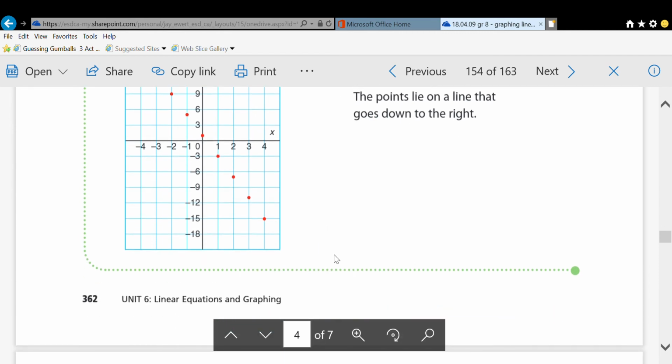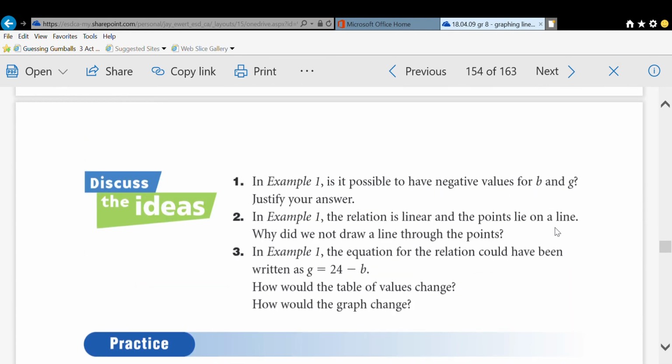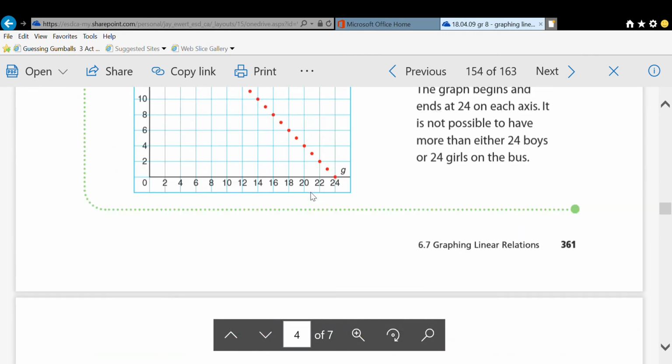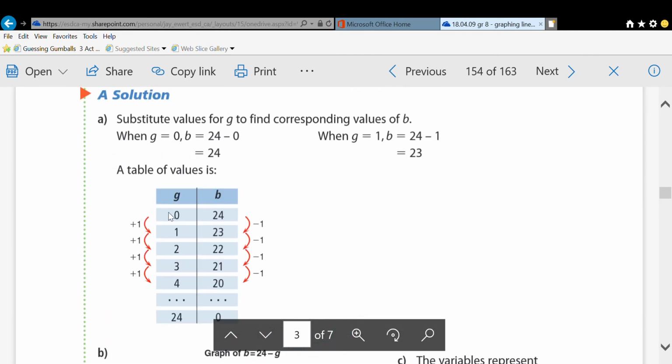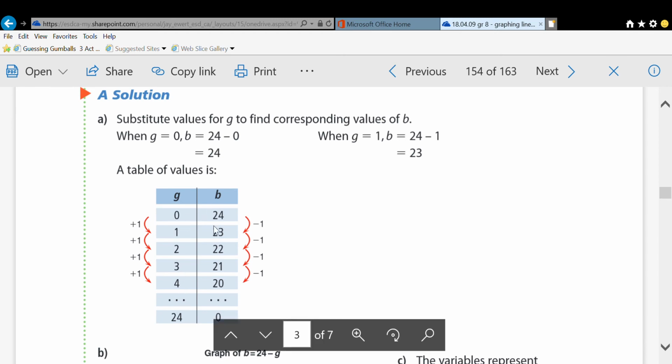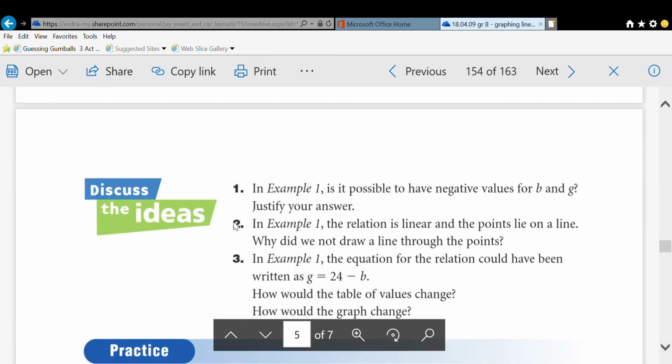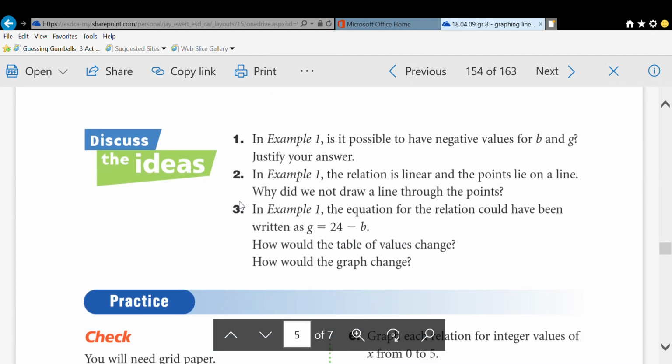Now let's go down to questions 1, 2, and 3 just to make sure we're solid. In example 1, can you have negative values for B and G? Well, in example 1, that's the boys and girls on the buses. Can I have negatives? Well, no, because I can't have negative girls and a negative number of boys. So I know I can use a regular graph, not a Cartesian plane.